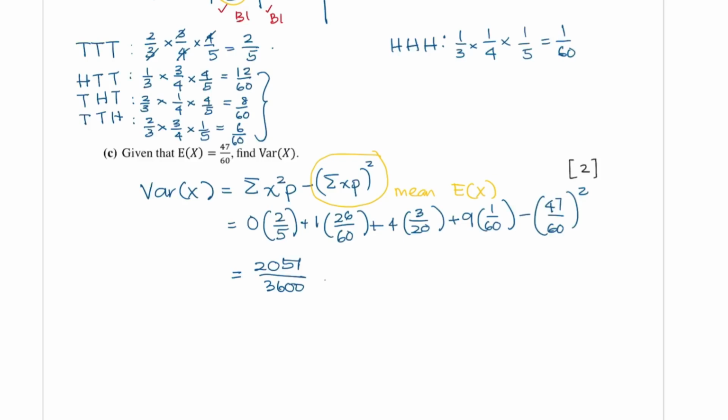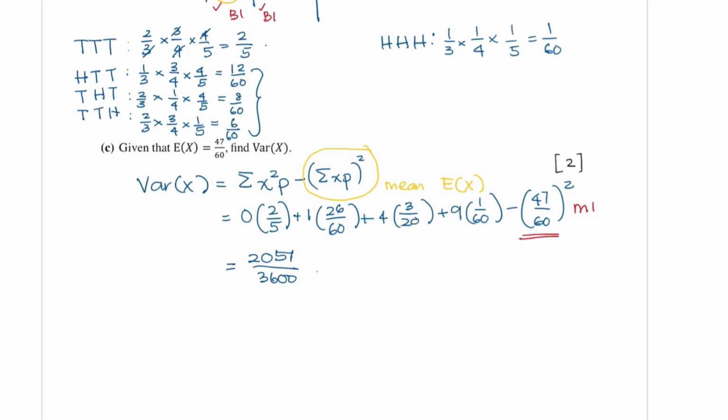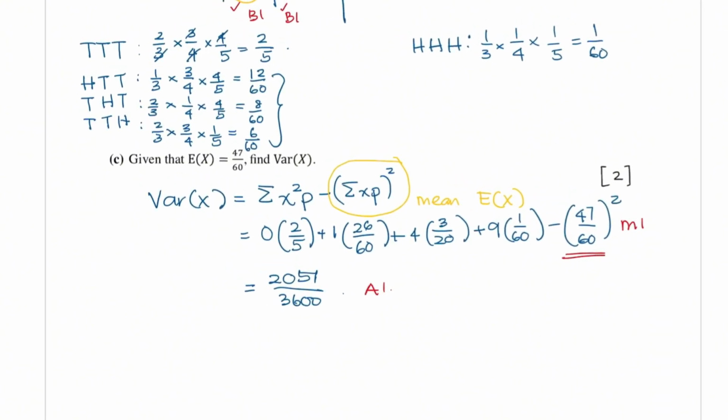You will get the first mark when you are using the appropriate variance formula using EX squared. So they want to see you incorporate the value of EX squared into your formula. So on my part, I'll get my first mark here, M1. The next mark, which is my last mark, I get when I get an accurate value of variance x, which is 2051 over 3600. That is an A1. Altogether 2 marks. I hope you understand my explanation, because we're going to move on to our next question.